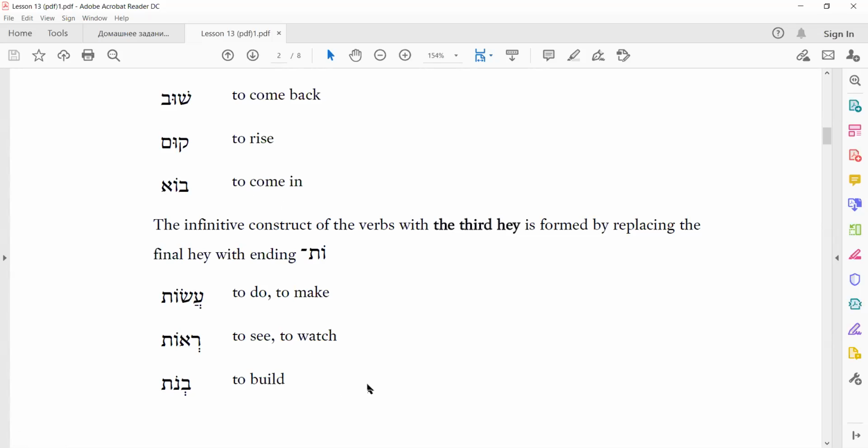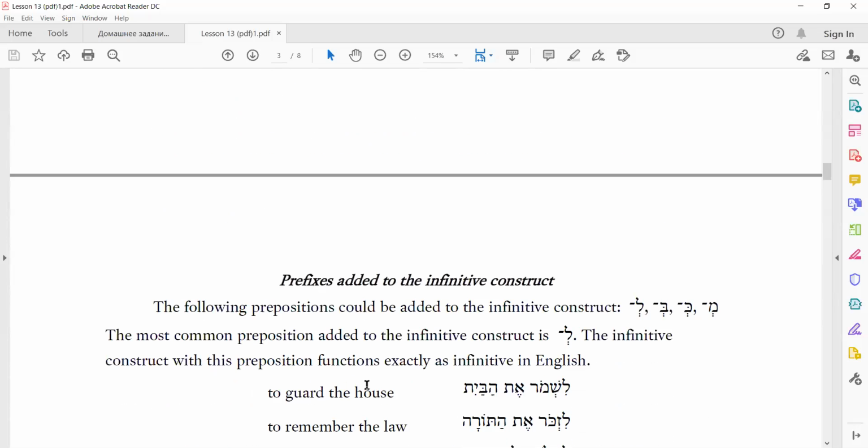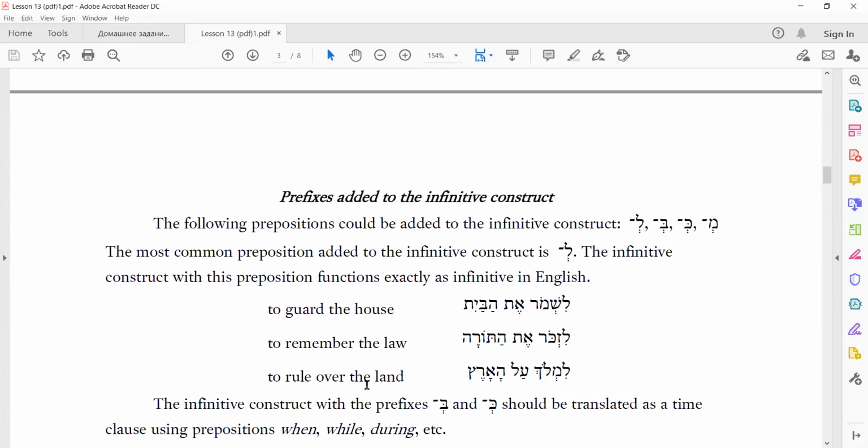This is about the morphology of the infinitive, and it is not very difficult. But what is really important for us is to understand how the infinitive works with the prefixes and suffixes, because as I told you, it occurs in a pure form, but not very often. Most often you can find it with the prefixes. So first of all, let us consider the prefixes.